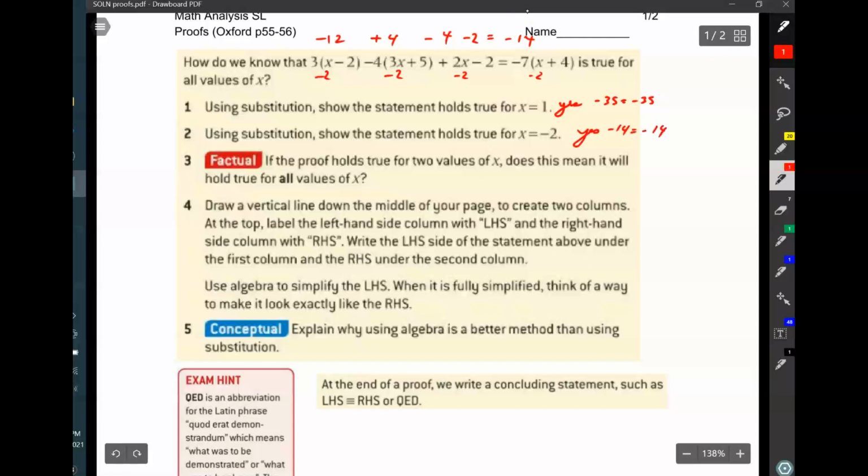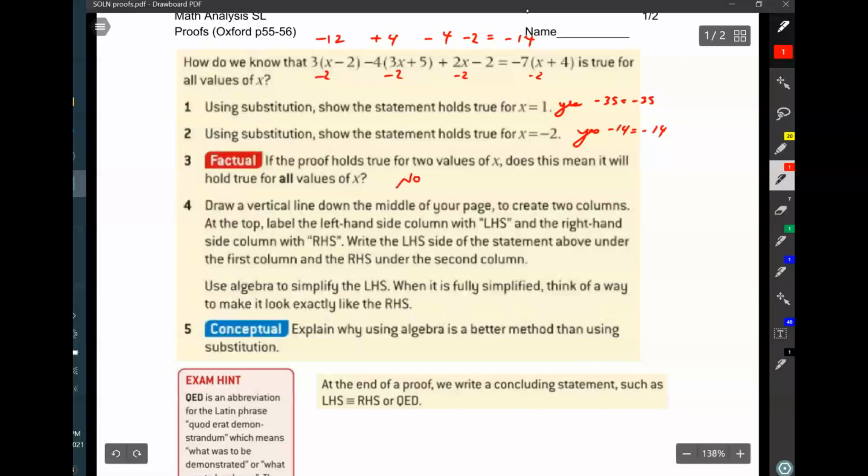And then it says, if the proof holds true for 2 values of x, does this mean it will hold true for all values of x? And not necessarily. Okay, with math, just proving that at 2 values of x, the equation holds true only means that the left function and the right function might intersect at 2 different points, but not at all the other points. And you can think of a lot of functions that don't lie on top of each other that cross at 2 points, right? So, no.